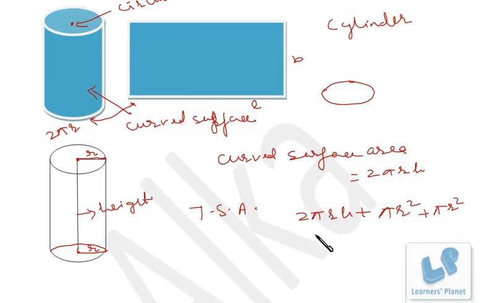So total surface area is 2 pi r h plus 2 pi r square, or I can take 2 pi r as common, and inside there will be r plus h. That is the total surface area of a cylinder. That includes bottom and top, both the surfaces. Okay, and you should be conceptually clear. If it is open from one side, only one pi r square will be there, and if it is open from both the sides, then only the curved surface area will be there. Only if it is closed from all the sides, the total surface area will be counted. Right? Now let's discuss the volume.